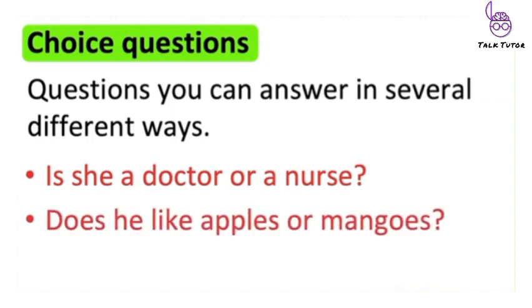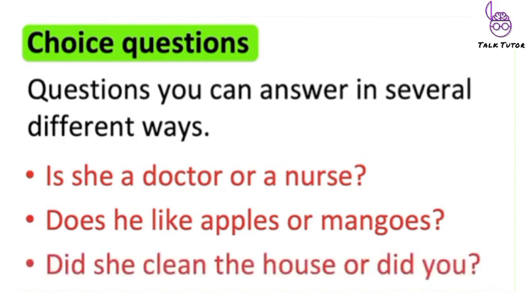Does he like apples or mangoes? So I can either say he likes apples or he likes mangoes, or if he likes something completely different, then I can say he likes oranges. Did she clean the house or did you? Again, there are different ways that I can answer this. I can say I did, or she did, or we both cleaned the house.